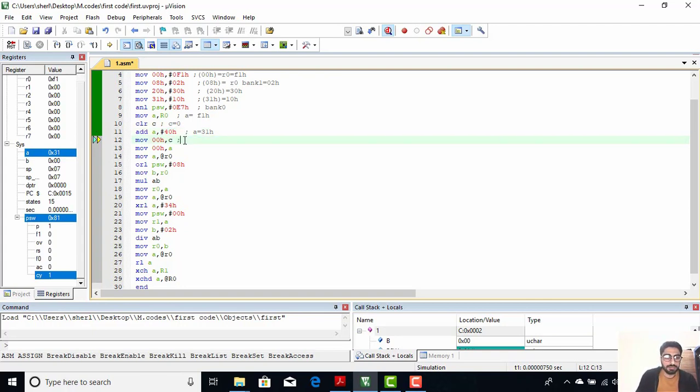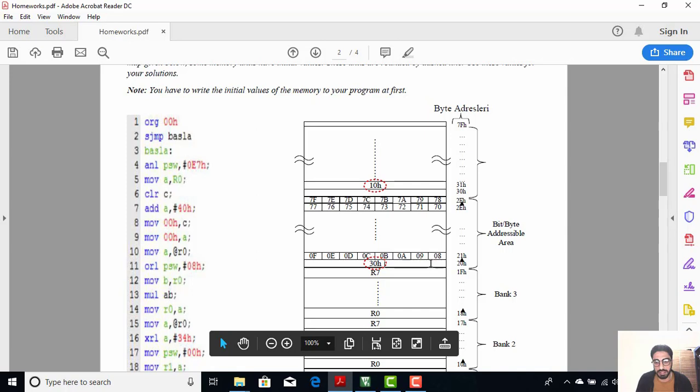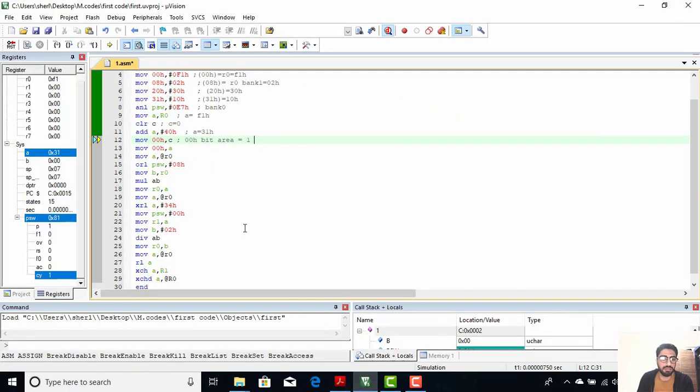And now we are moving the value of the carry, which is 1 with A as 31 hex, to the 00 hex bit area, making it equal to 1. As we can see here, the 00 hex in the bit area is exactly in this area. Since it's in this area, the data of the register will change from 30 to 31, since we add 1 to the value.